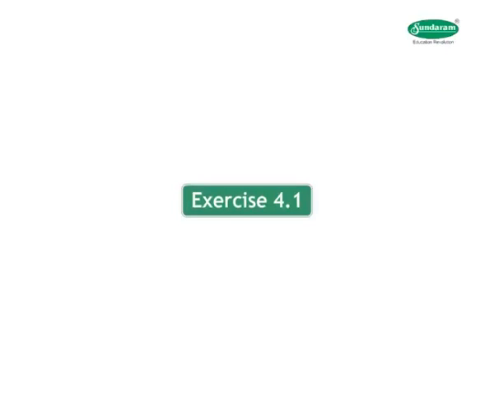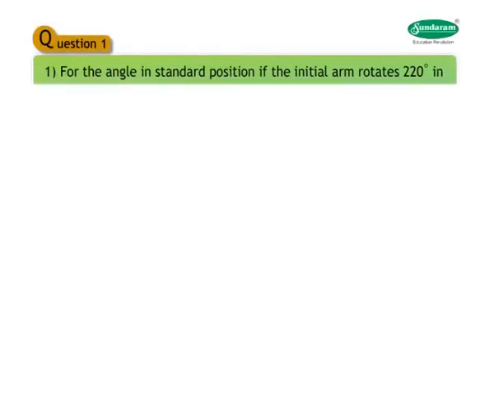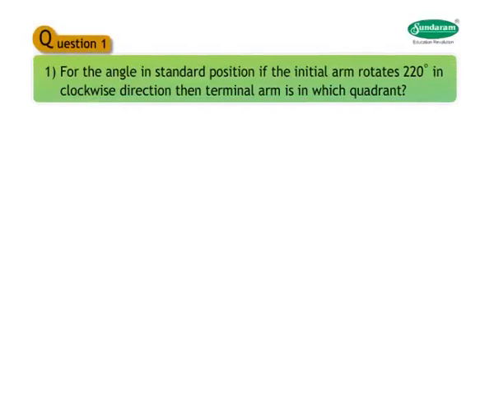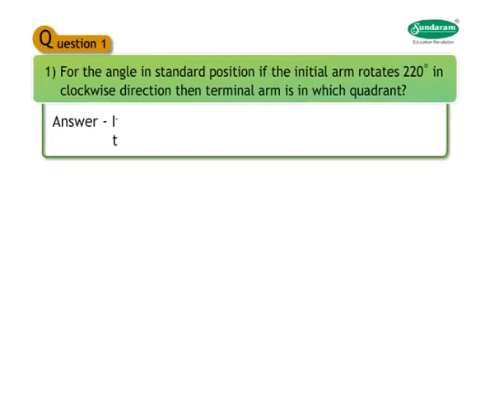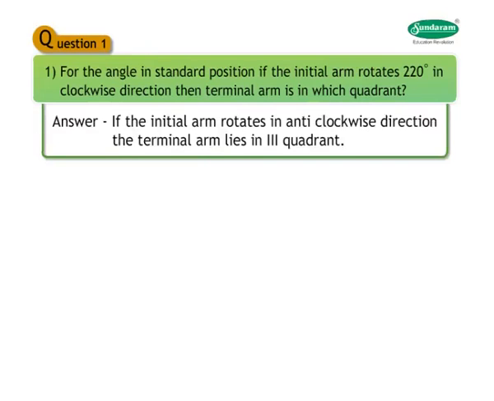Let's solve exercise 4.1. Question 1. 1. For the angle in standard position, if the initial arm rotates 220 degrees in clockwise direction, then terminal arm is in which quadrant? Answer. If the initial arm rotates in clockwise direction, the terminal arm lies in third quadrant.